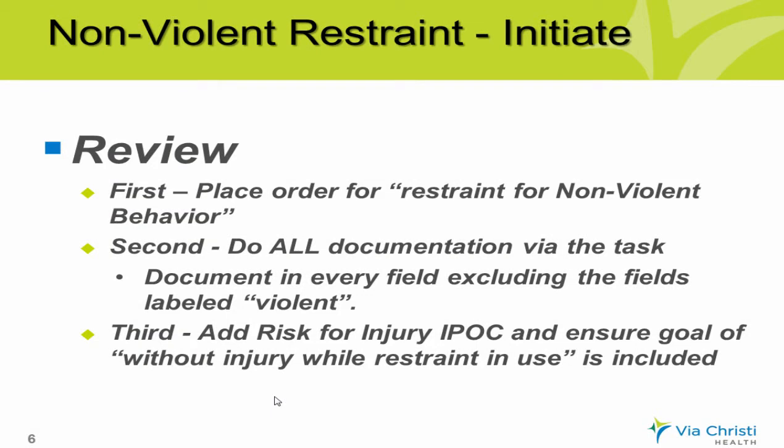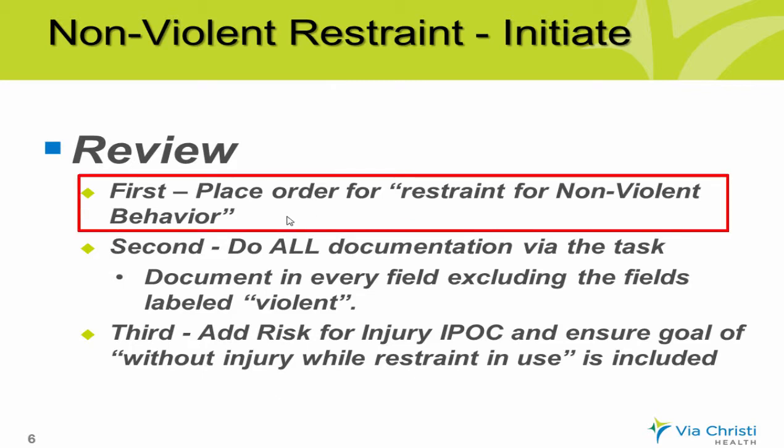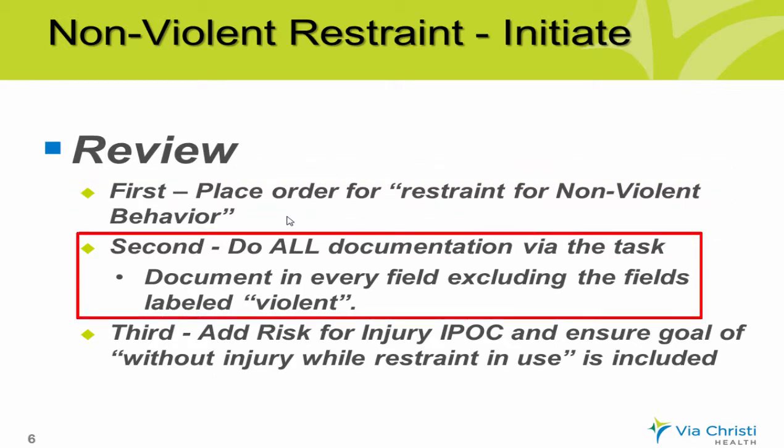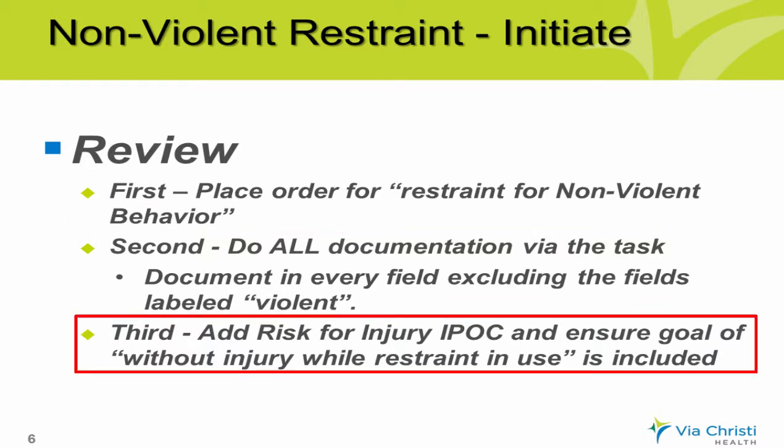Let's quickly review all of the steps of the initiate process for nonviolent restraints. First, place the order for restraint for nonviolent behavior. Second, do all documentation via the task. Document in every field excluding the fields labeled violent. And third, add risk for injury IPOC and ensure the goal of without injury while restraints in use is included.